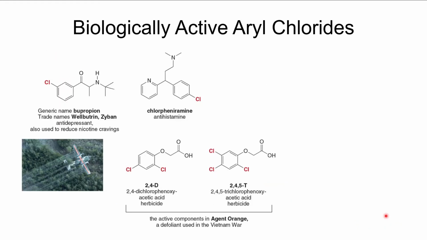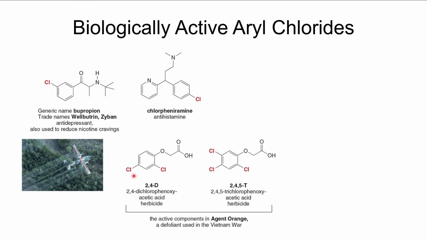So there are a couple of interesting biologically active aryl chlorides. There are sometimes where they'll take a compound and add a chlorine to it, and that will change the reactivity of it. It'll change the biological activity of it. This particular compound is a well-known antidepressant, bupropion. This one is chlorpheniramine, the common brand name for this is Chlor-Trimeton, and that is a commonly used over-the-counter antihistamine.